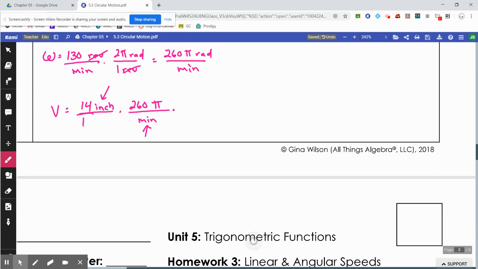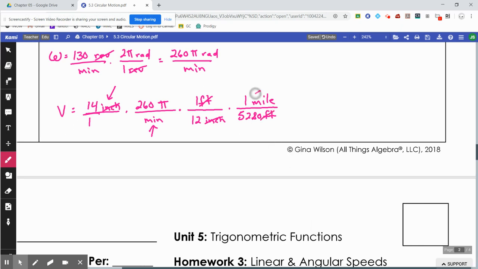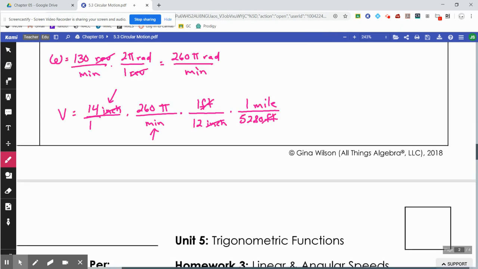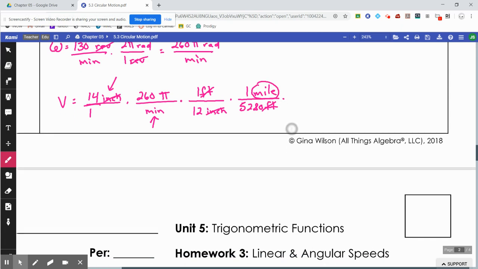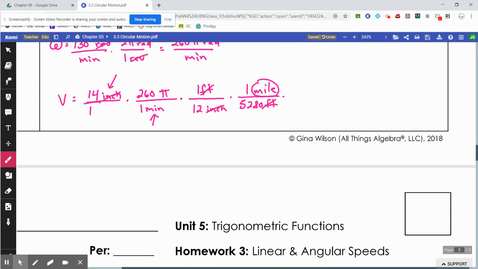On top, my answer is in inches. I need it in miles. So I know that there are 12 inches in 1 foot, and when I do that, my inches will cancel. I know that there are 5,280 feet in 1 mile, and I did that so that my feet will cancel. So my top is exactly what I wanted. It's in miles. However, my bottom, I need it in hours. Right now I have it in minutes. I have 1 minute on bottom, so cancel it. I know that there are 60 minutes in 1 hour, so the minutes do cancel.